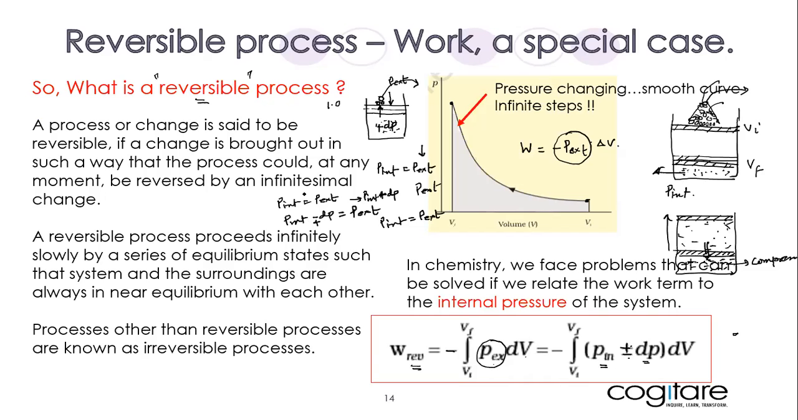We can always express, in a reversible process, P external as P internal plus or minus a small change in pressure, which can be visualized as if a grain of sand has been added or removed. The pressure equivalent to that is the delta P, and then we say into dV. Therefore, we write this W reversible as P external replaced by P internal plus or minus dP into dV. Please go through this and let me know if you have any concerns.